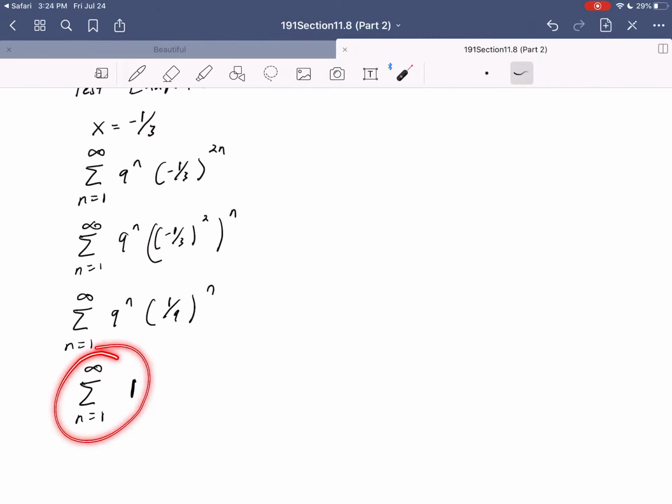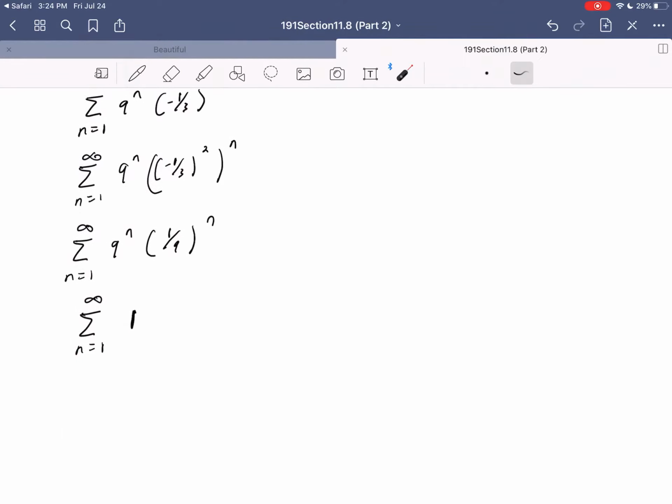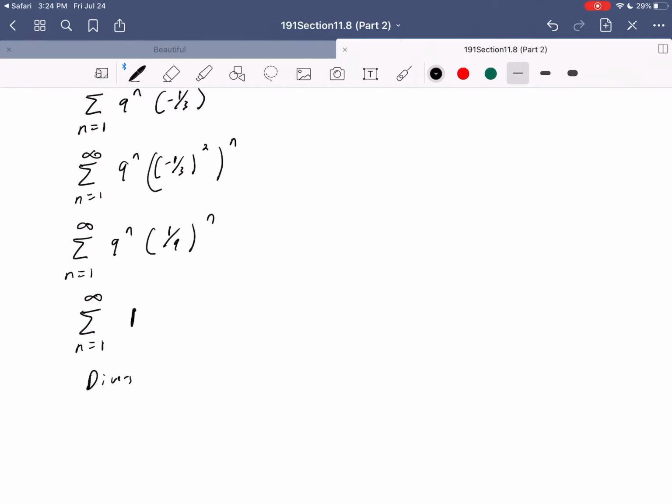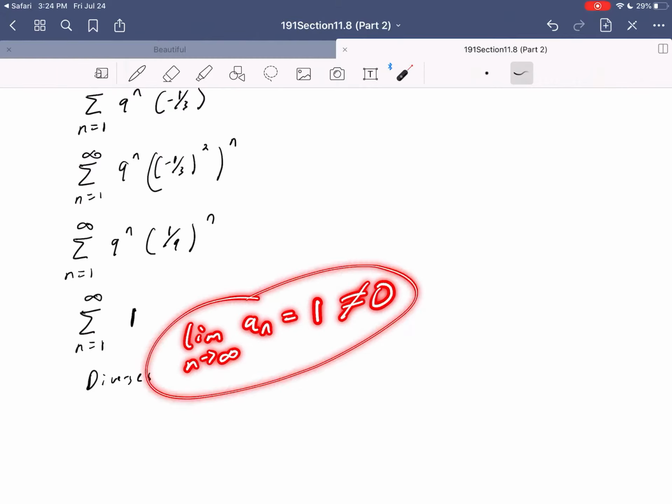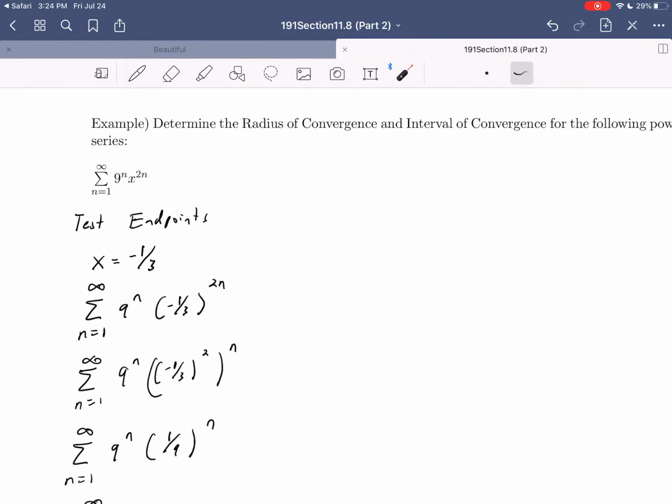Now, you might look at this and say, oh, that looks like it converges. But remember, this is a sum, so this is a sum of an infinite amount of 1s. This diverges, for sure. You could even say it diverges by the test for divergence if you wanted to, because the limit as n goes to infinity of a sub n here would be 1, which is not 0. So it diverges. Unfortunately, x equals -1/3 is not going to be part of our interval of convergence.